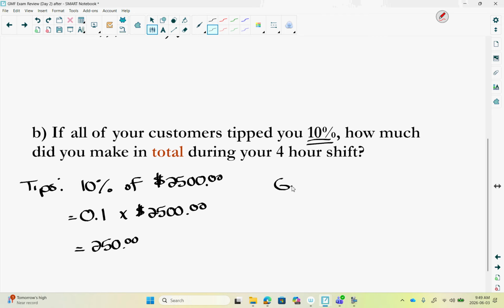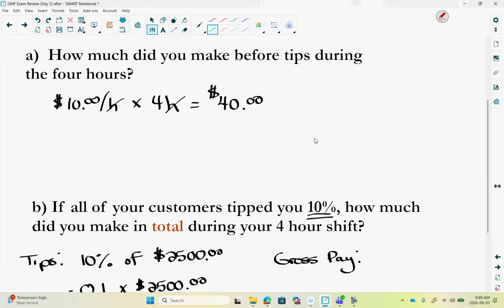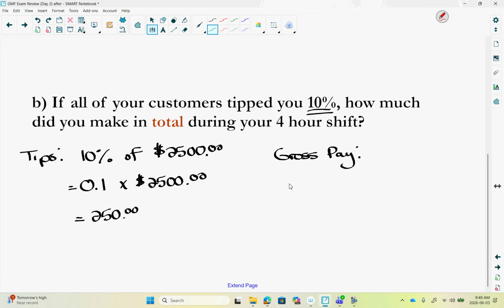What's your gross pay? What do I do with the tips and the regular hourly wage? Add them together. So the gross pay is just going to equal $40 plus $250. And they get $290 for that 4-hour shift. Not a bad deal. Thanks, tips. Everyone okay with that?